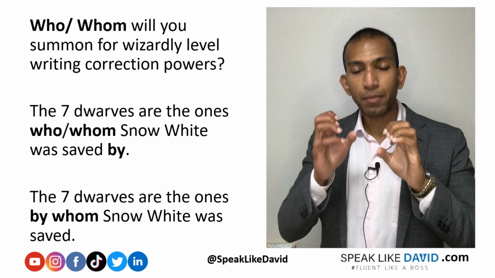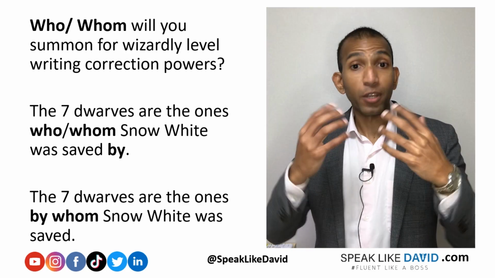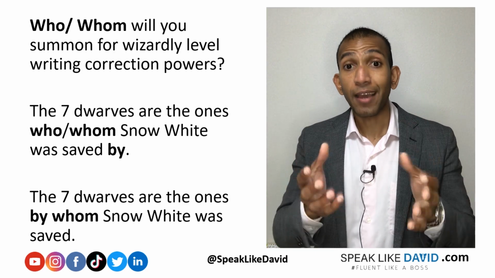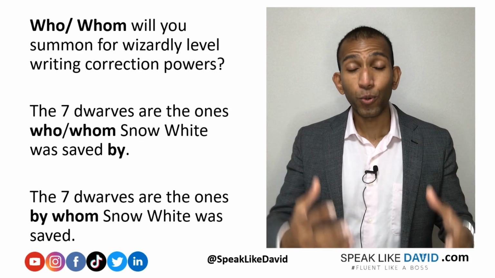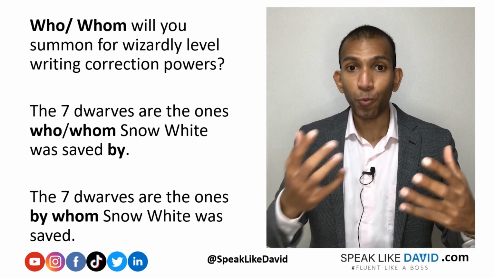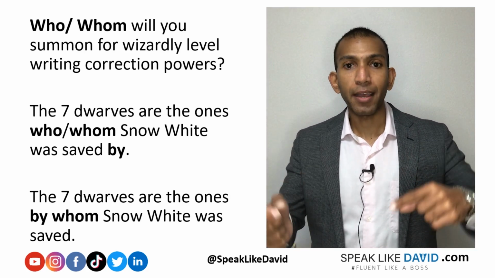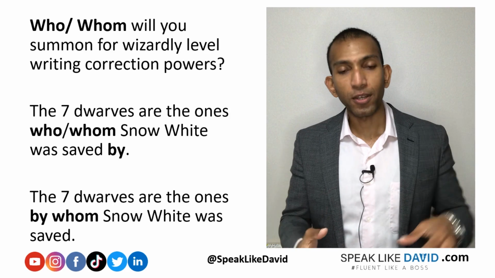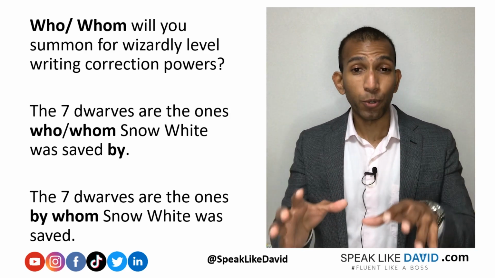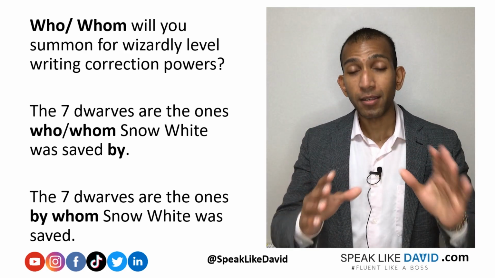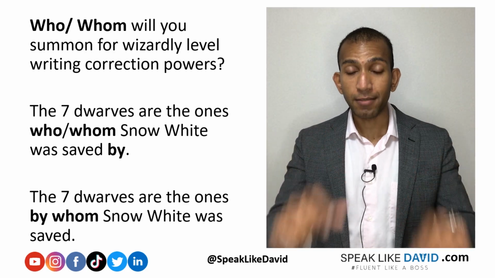When we bring that preposition by right up next to the word whom, you can only use whom in that instance. You cannot say by who Snow White was saved, because if we ask the question, who was Snow White saved by, or whom was Snow White saved by, the answer to that would be, she was saved by them. We answer that who question with the object form of the pronoun. So to make things simple, who and whom can be interchangeable, but we should only use whom if there's a preposition immediately before it.